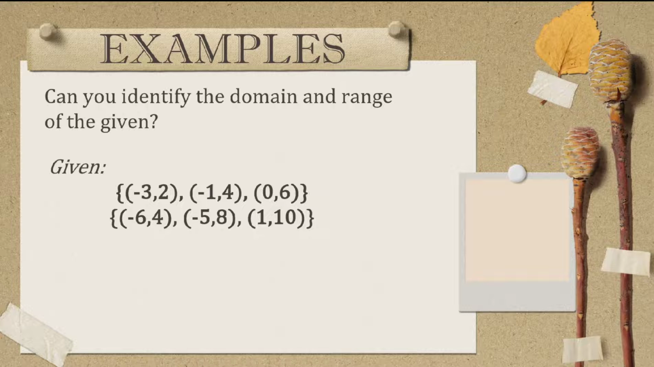Since we defined the domain and the range, can you identify the domain and the range of these given relations? Let's start with the first given. Will you please try to identify the domain and the range in the set of ordered pairs negative 3, 2, negative 1, 4, and 0, 6? I will give you 10 seconds to answer the question.